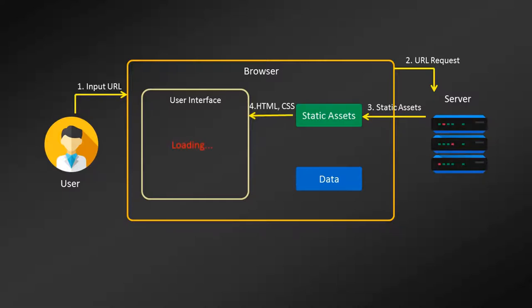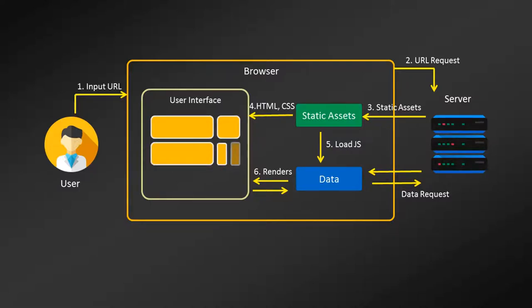While this step is happening, you might see a loading or spinning animation. Just after that, the static assets include the JavaScript code for the single page application. When the JavaScript code is loaded, this additional code makes an AJAX request for data. Just after that, the data comes back as JSON, XML or any other format. Once you have the data received from the server, the HTML skeleton renders the missing data on the web page. When the browser rendering is finished, the single page application will replace the loading message or animation and you can see your actual web page on the browser.